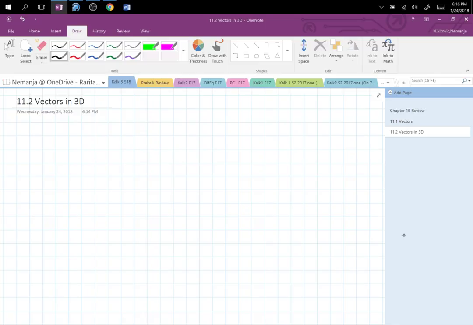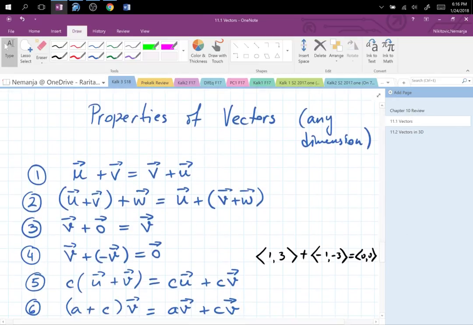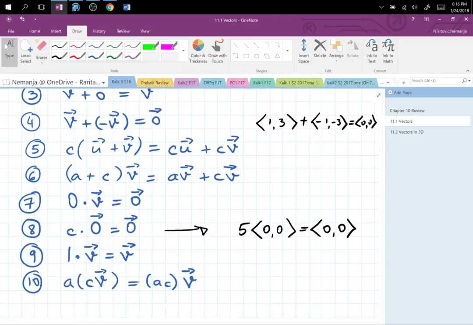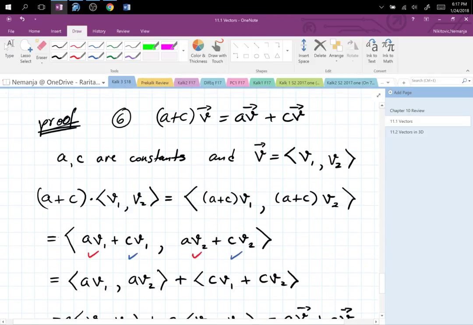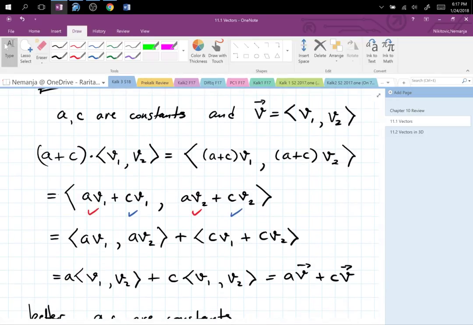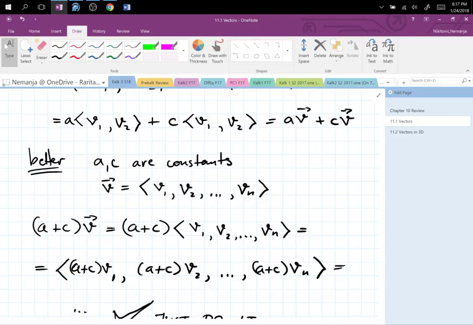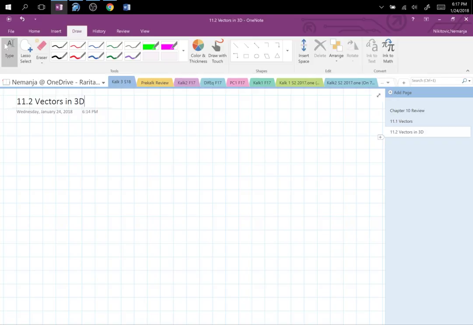So one thing that is missing in the online lecture, the video, are these properties which I added earlier. These are the 10 properties that work for any dimension vectors, and I just gave some quick examples and a quick proof for, let's say, number 6, done in 2D, and then the way to extend that into 3D and just do it completed, right? So now we're moving our vectors to 3D.